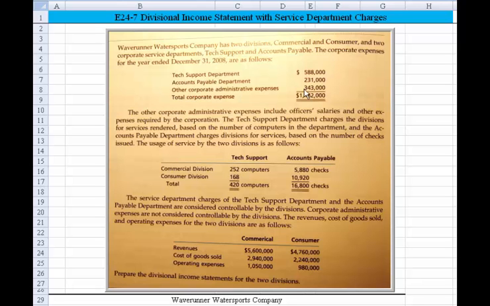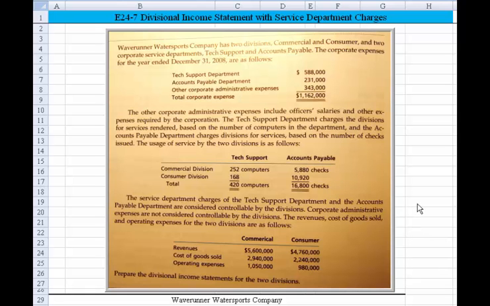So we get the corporate expenses right here. And then they tell us that there are other corporate administrative expenses, including officer salaries and other expenses required by the corporation. Now, the tech support department charges the divisions for services rendered based on the number of computers in the department. So, the computers are here, while accounts payable charges divisions for services based on the number of checks that are issued. And we have the check information here.